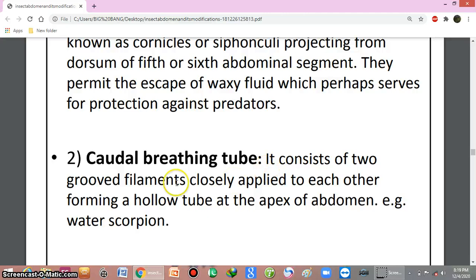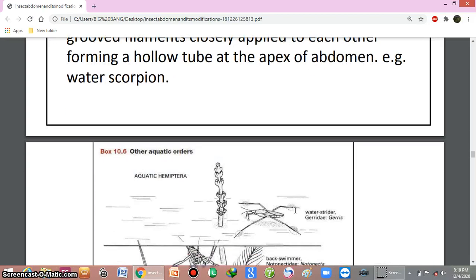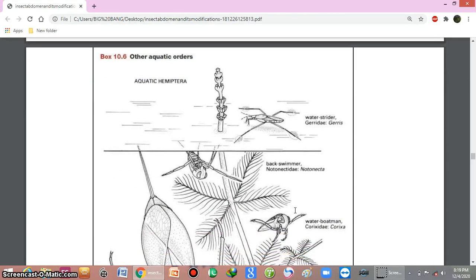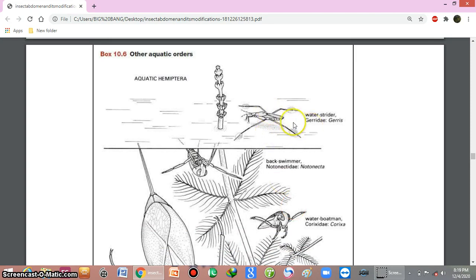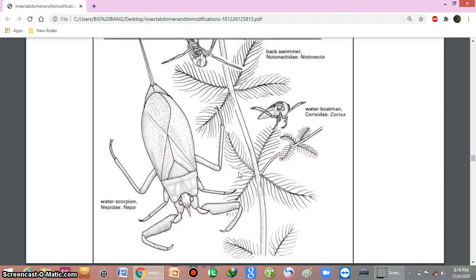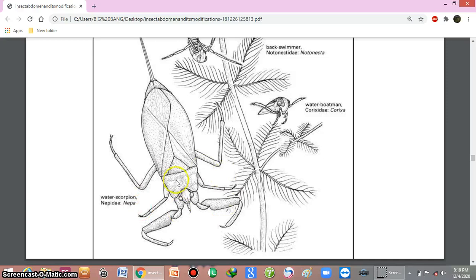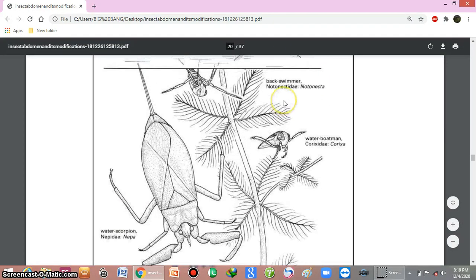Caudal breathing tube. It consists of two grooved filaments closely applied to each other, forming a hollow tube at the apex of the abdomen, for example, in the water scorpion. Here you can see the scorpion. This is the water strider, a member of the order Hemiptera, living in water. Water scorpion, water boatman, backswimmer, Notonecta.